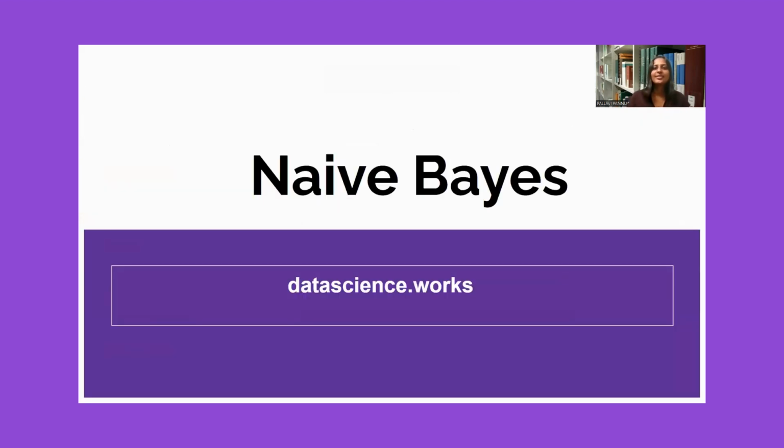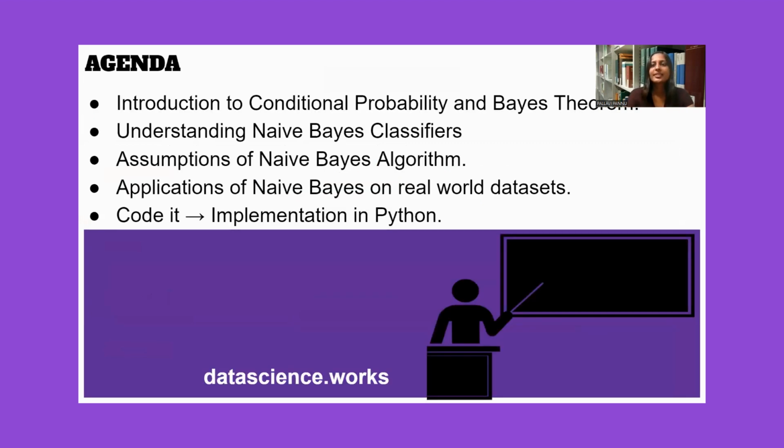So the topic for today is the naive-Bayes classifier. Let's discuss the agenda first. First, we are going to have an introduction to conditional probability and the Bayes theorem. Next, we are going to understand the naive-Bayes classifiers, and we will be discussing the assumptions of the naive-Bayes algorithm. Next is the application of naive-Bayes, where you can utilize this algorithm on real-world datasets. And the final step is coding, where we are going to implement it in Python. So this is the agenda for today.